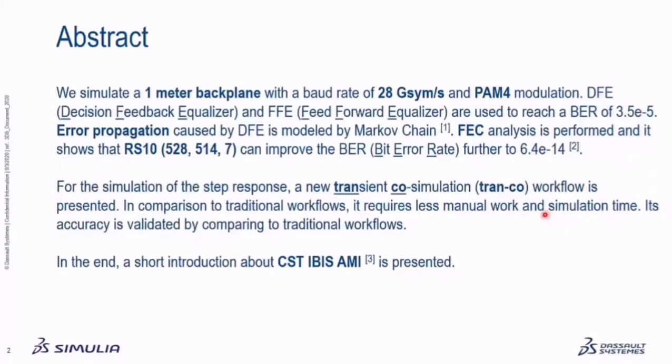Here, let's go to the first slide. In this work, we simulated a 1 meter long backplane with a baud rate of 28 gigasymbols per second and PAM4 modulation. We use a DFE and FFE equalizer to reach a bit error rate of 3.5E-5. The error propagation effect is also modeled by a Markov chain. And we also estimated the bit error rate after forward error correction.